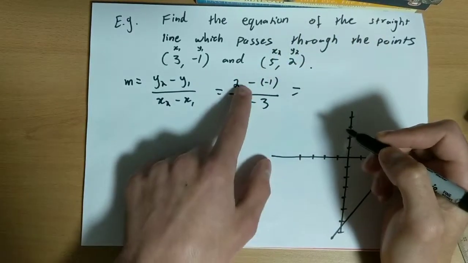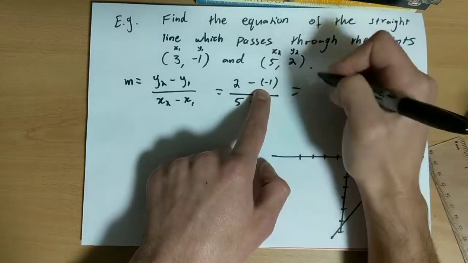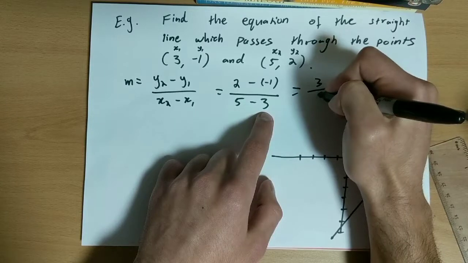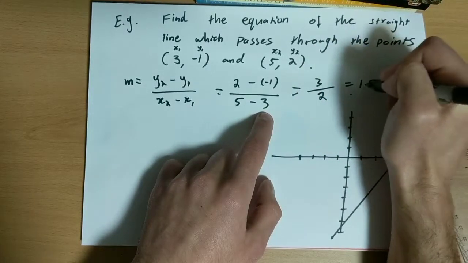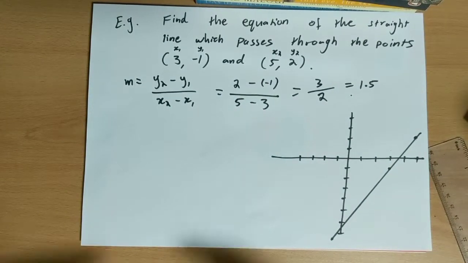What does this equal? Well, 2 minus -1, so minus a negative is the same as adding, so that's 2 plus 1 is 3, and 5 minus 3 is 2. Okay, and I could write that as 1.5 if I wanted to as well. Now I'm just going to go through the same steps that we did last time to get my full equation.